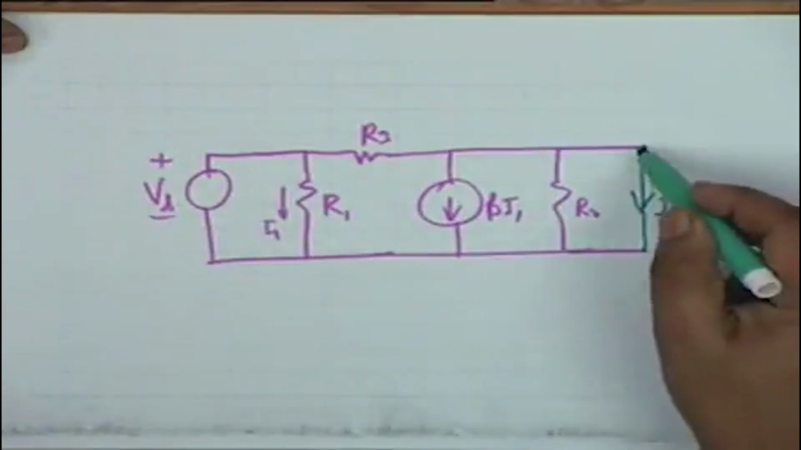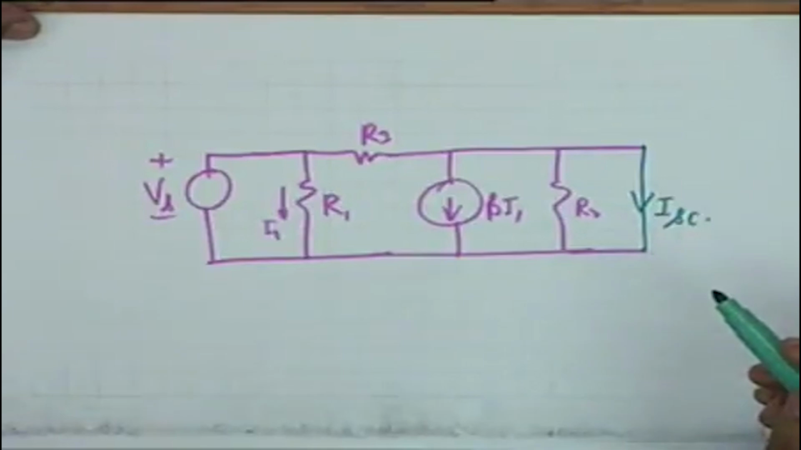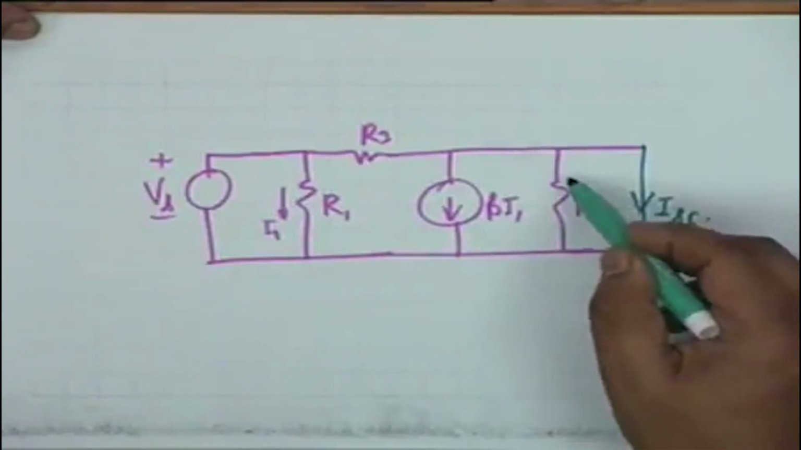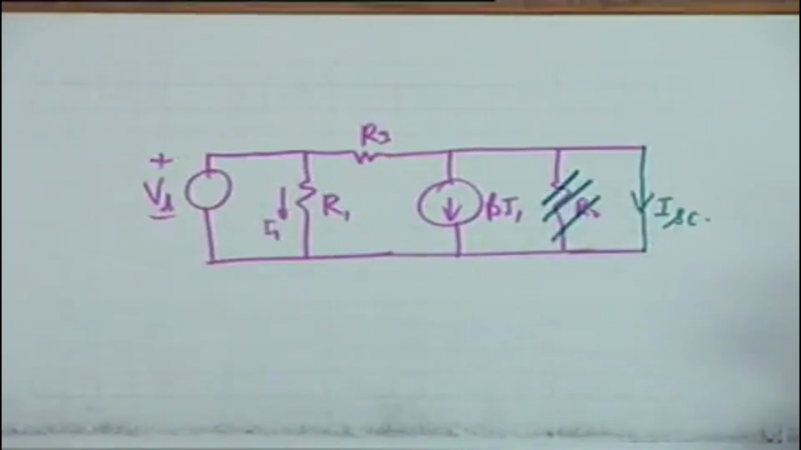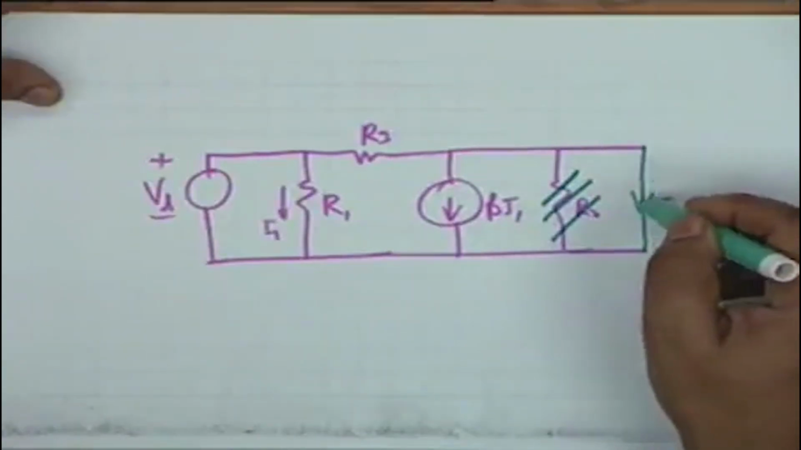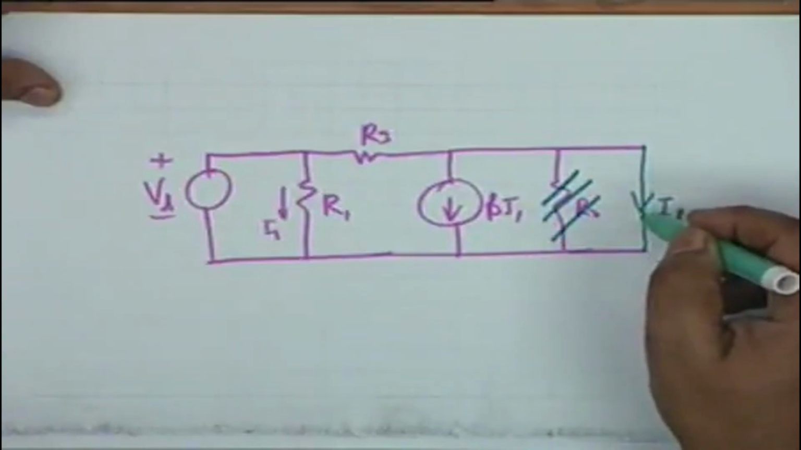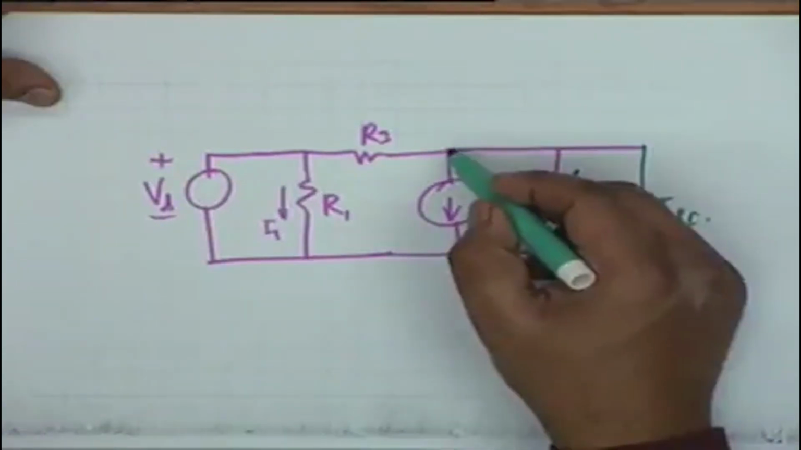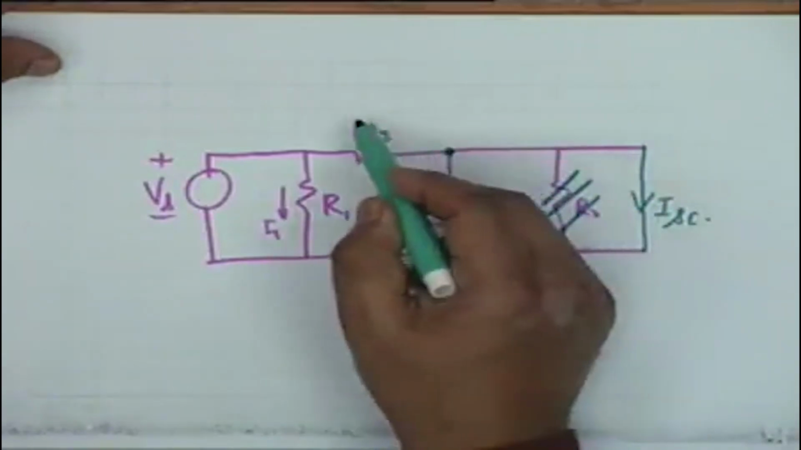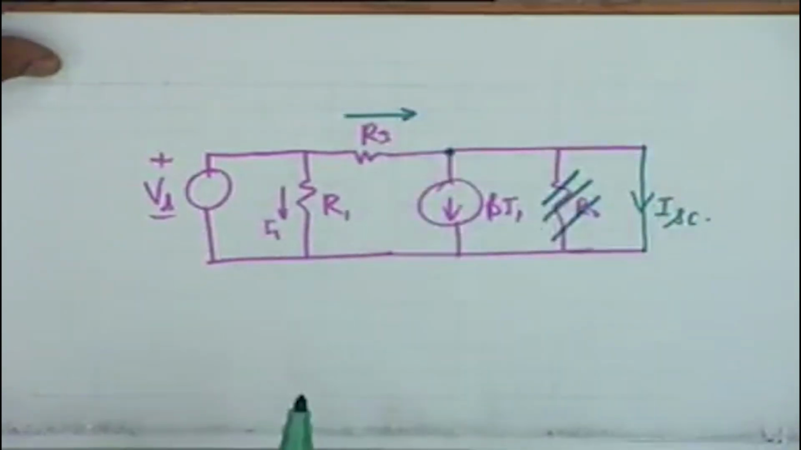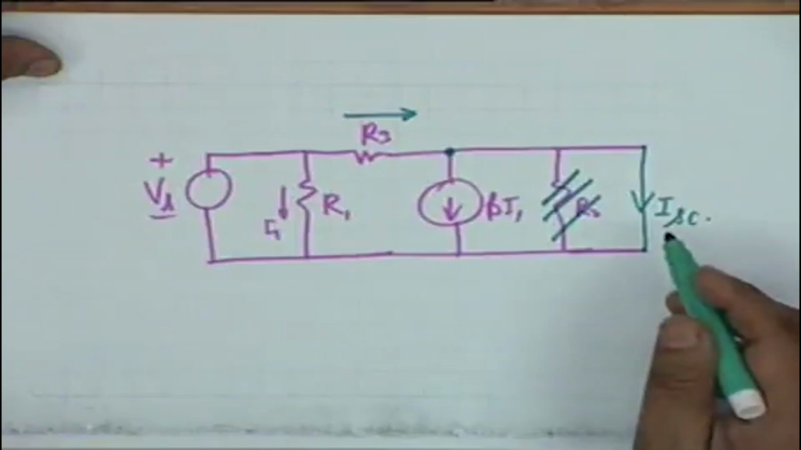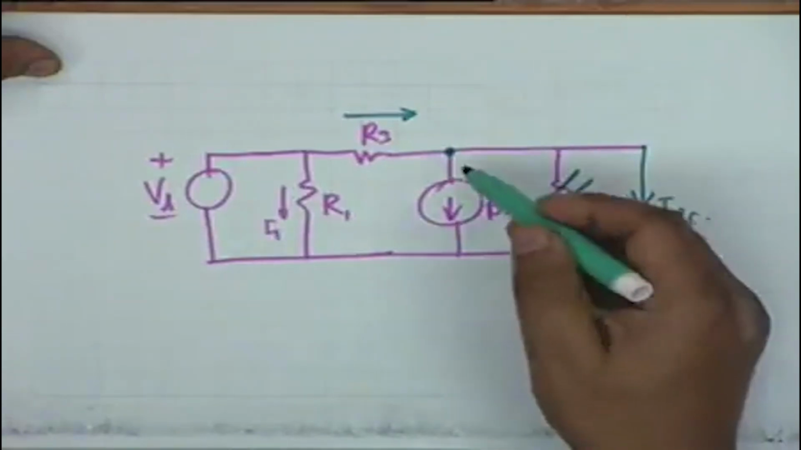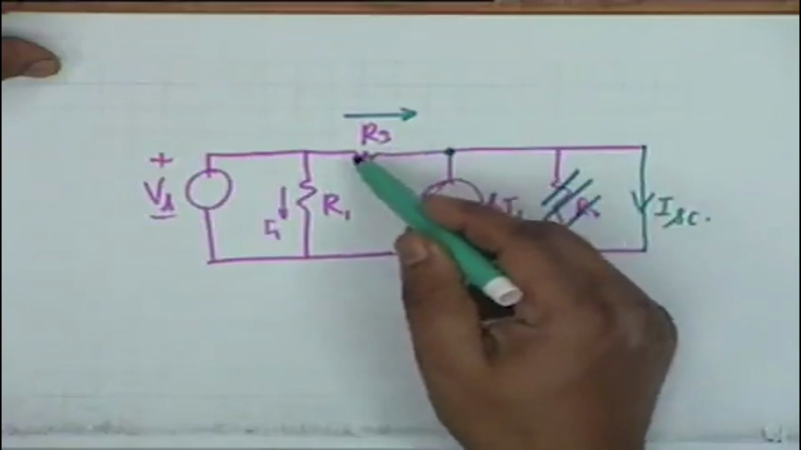Alright, if this is short circuited, then obviously R2 is ineffective. No current in R2. Alright, and therefore ISC shall consist of two components. If we apply KCL now here, then this current minus beta I1 should be equal to ISC. Agreed? If I apply KCL here, this current, now what is this current?